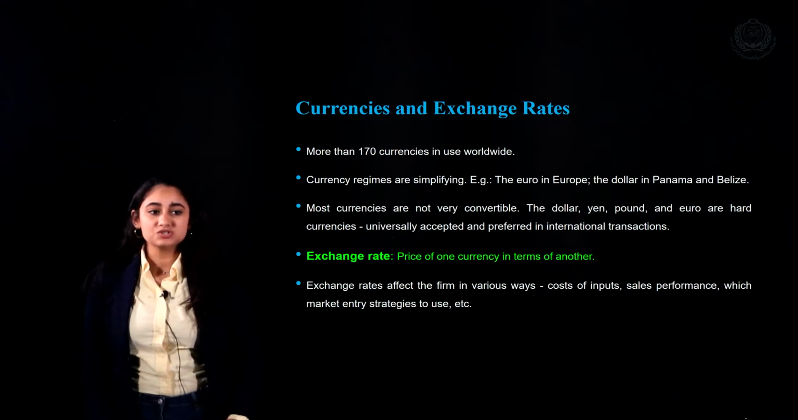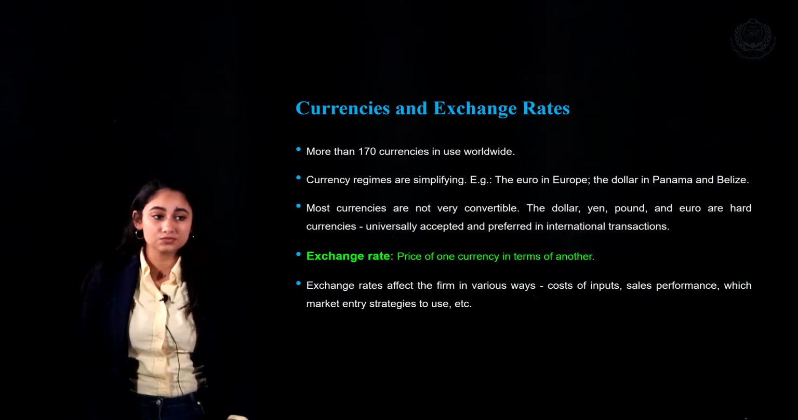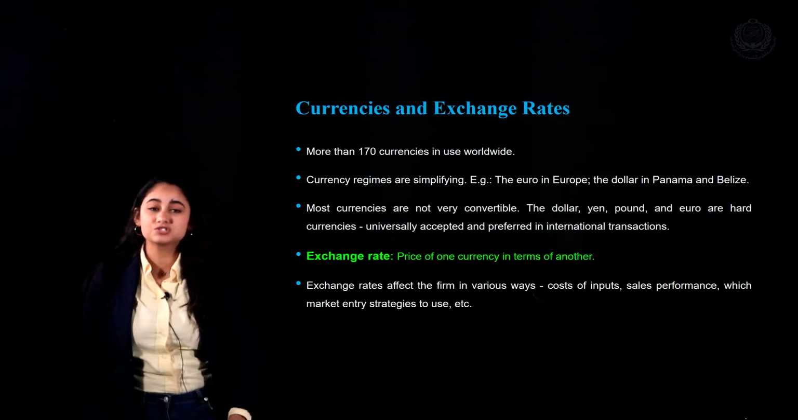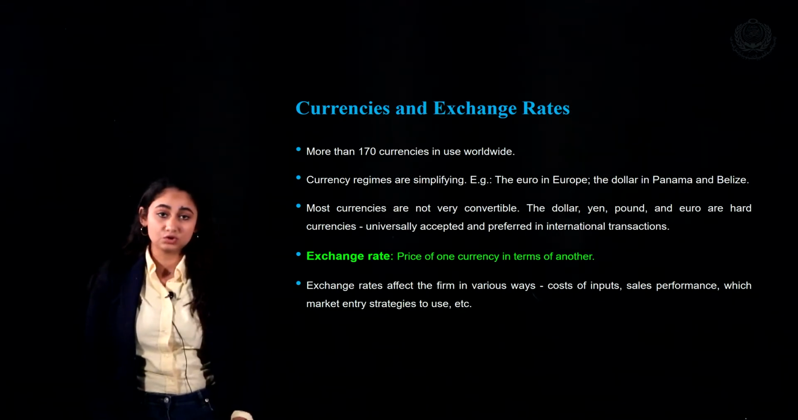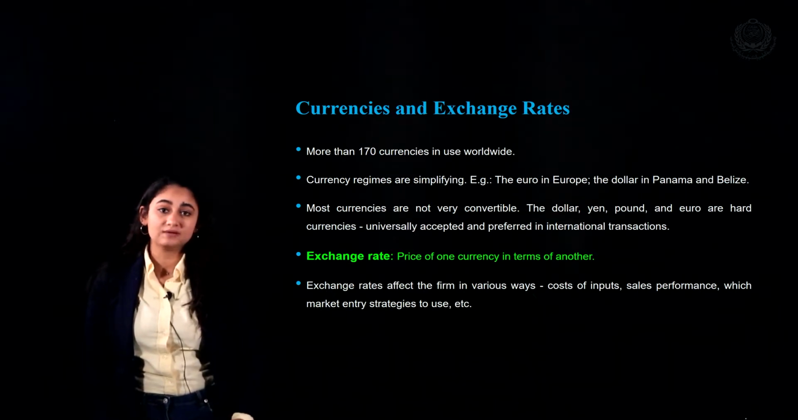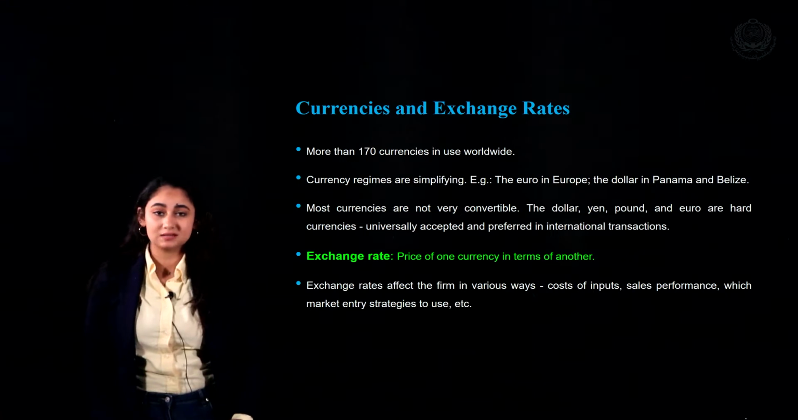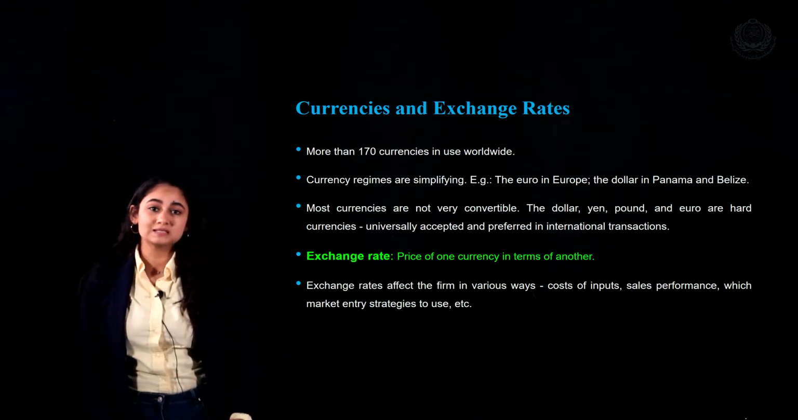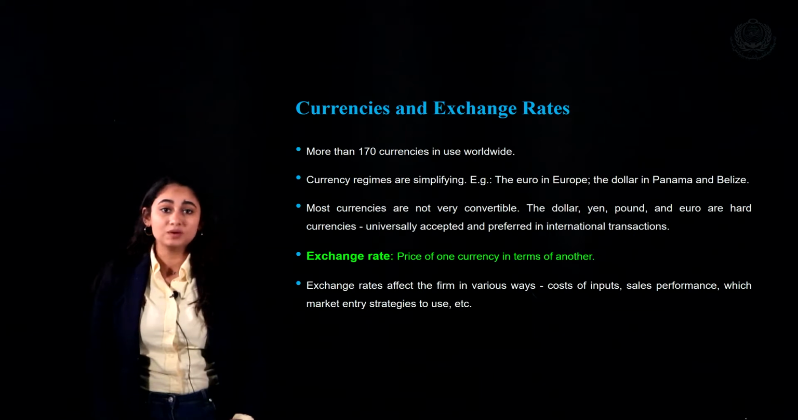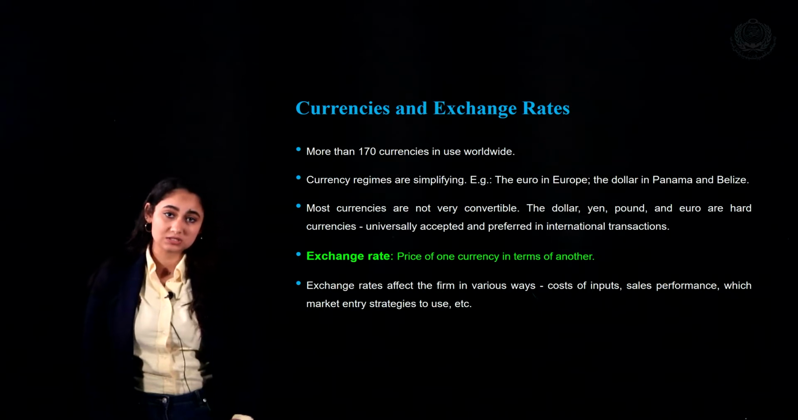Therefore, exchange rate changes affect firms in various ways, such as the cost of inputs, the sales performance, and also the market entry strategies that could be used. As we will cover throughout this chapter, we have different entry strategies, and these entry strategies could be highly impacted by the exchange rate and its fluctuations, which means that certain businesses could avoid entering markets that have hyper-fluctuating currencies.